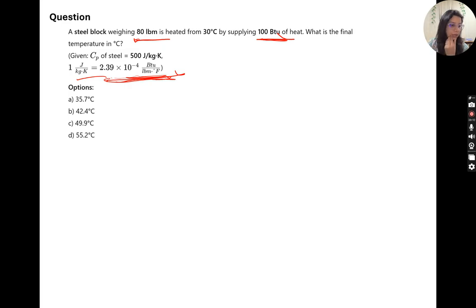Okay. I'm not getting any answer for this question. I'm waiting for 1 or 2 minutes more, then we will solve the question. I got the answer, which is 342.43 Celsius. We'll see that.